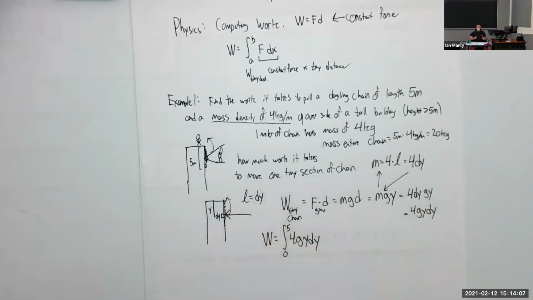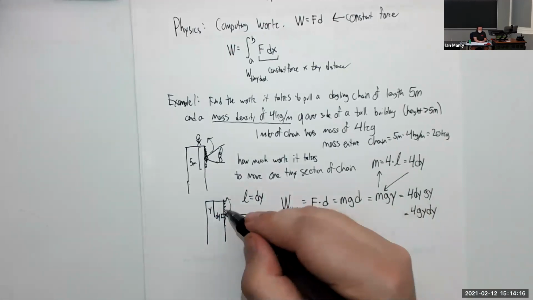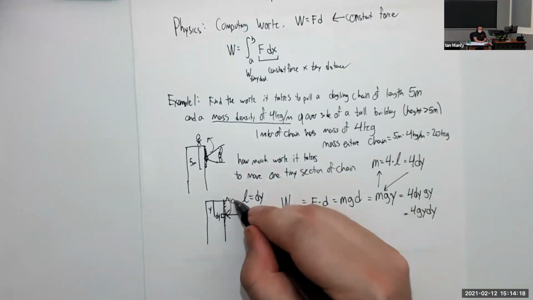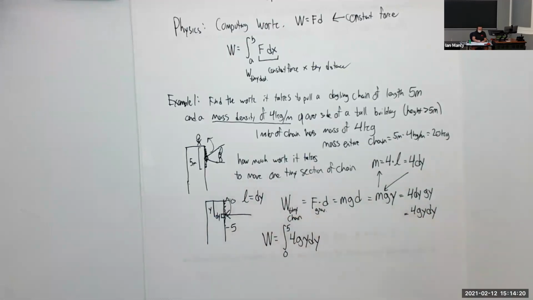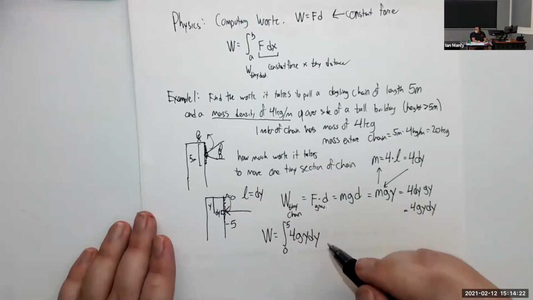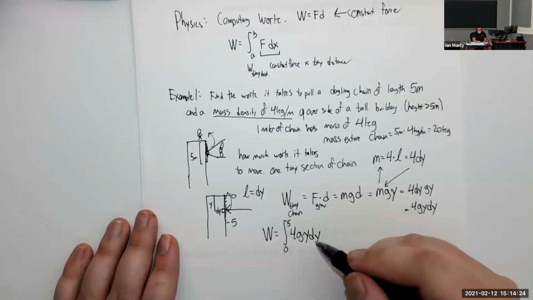So remember, this is something I said last time too. The bounds of your integral is always wherever the object is of whatever problem you're doing. So the object in this case is the chain. It starts at 0, and then it goes down to 5. All right, and then now we just have to do this integral right here.